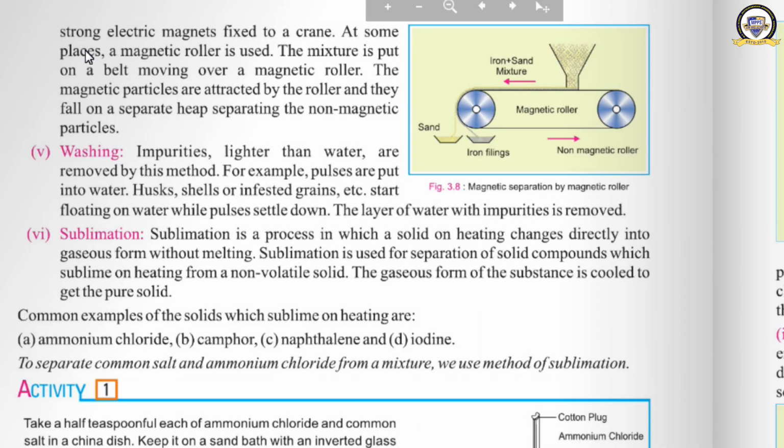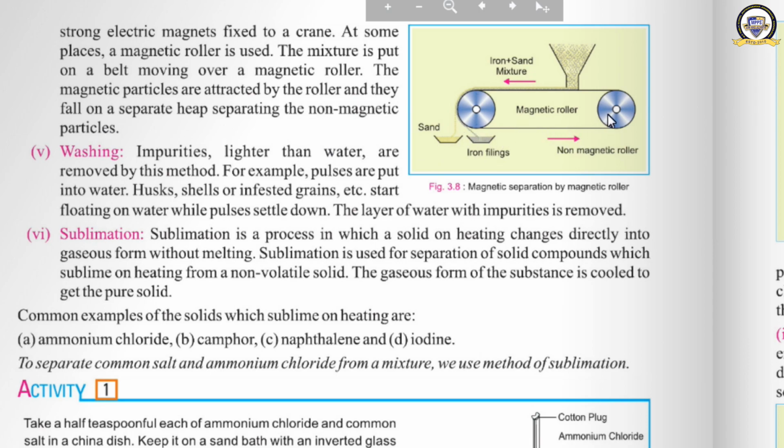At some places a magnetic roller is used. The mixture is put on a belt moving over a magnetic roller. The magnetic particles are attracted by the roller and they fall on a separate heap, separating them from the non-magnetic particles.